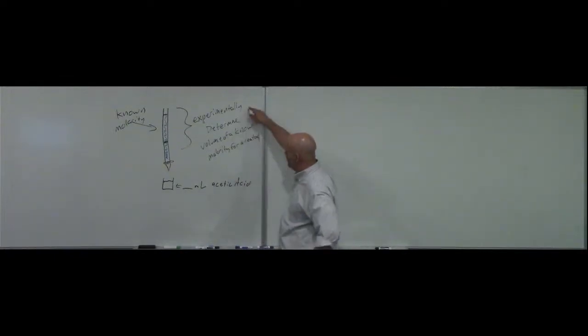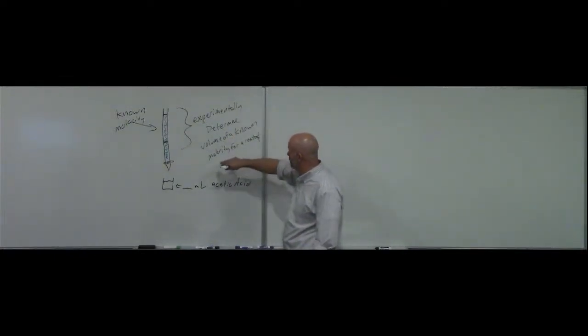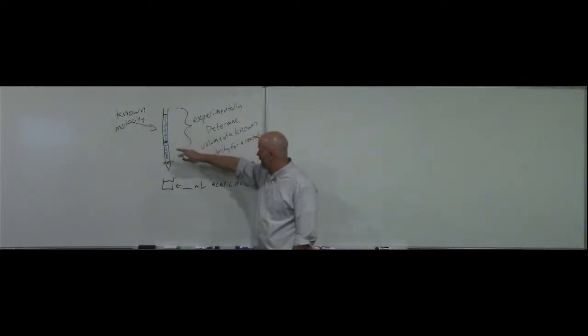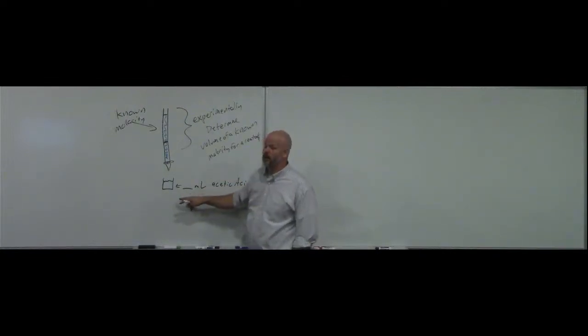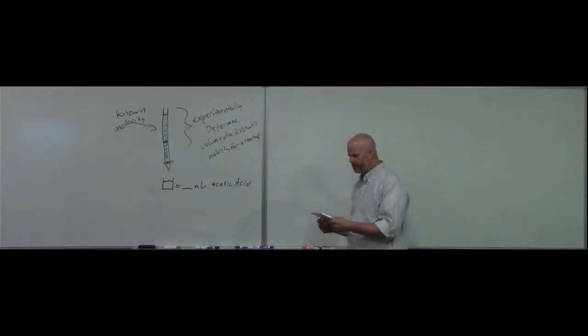I will experimentally determine the volume of a known reactant of a given molarity to react with a known volume of another reactant where I'm trying to find the molarity. Then I'll do my normal stuff to figure it out. So let's put those principles to work for us in this problem.